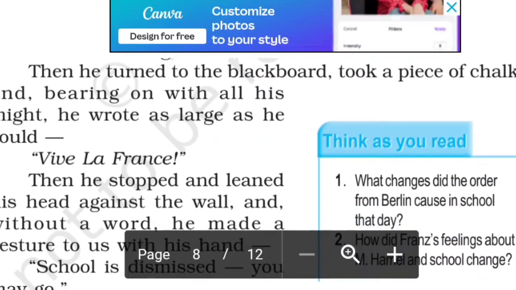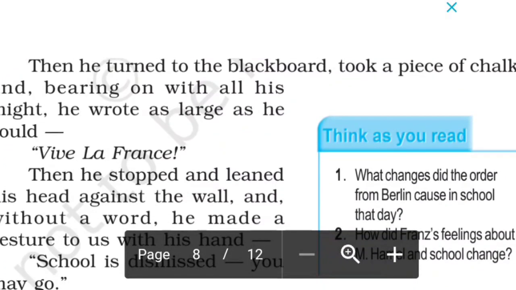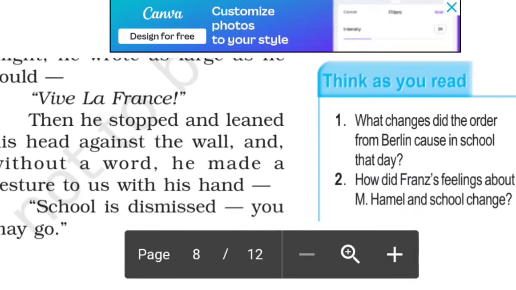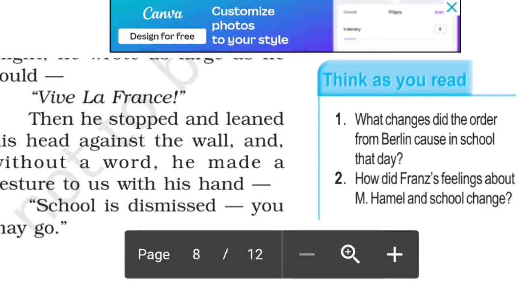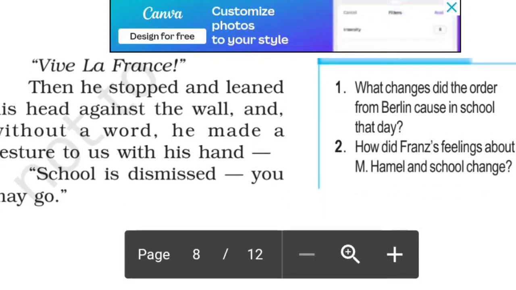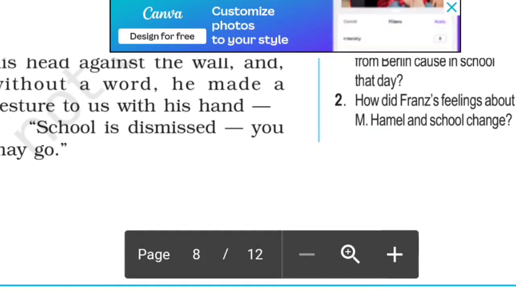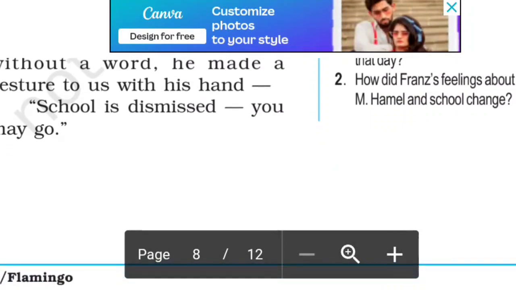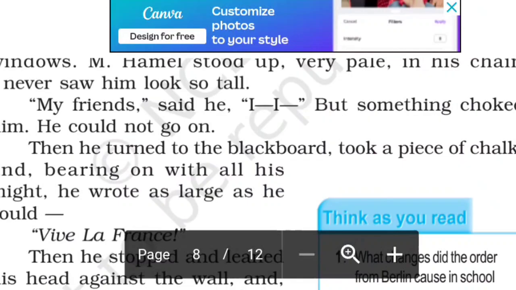Then he turned to the blackboard, took a piece of chalk, and bearing on with all his might, he wrote as large as he could, "Vive la France!" Then he stopped and leaned his head against the wall, and without a word, he made a gesture to us with his hand: "School is dismissed. You may go." So this is the story of the last lesson.